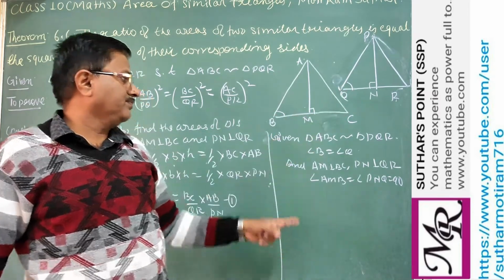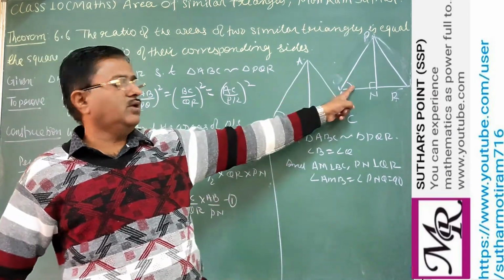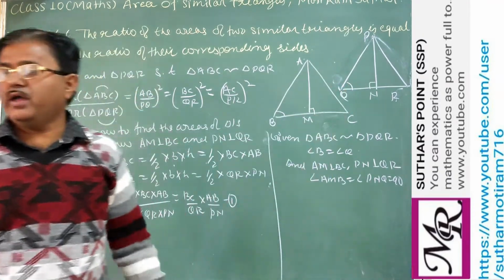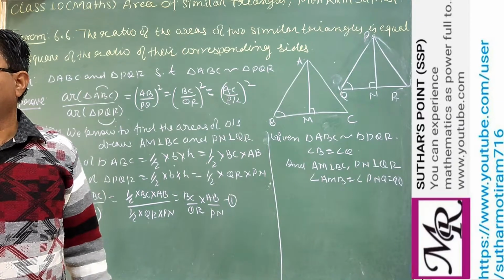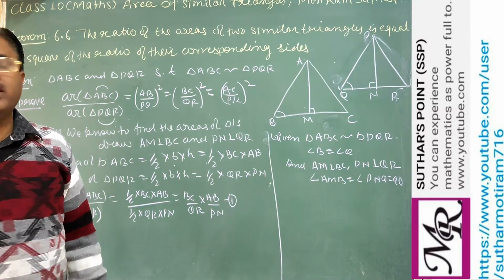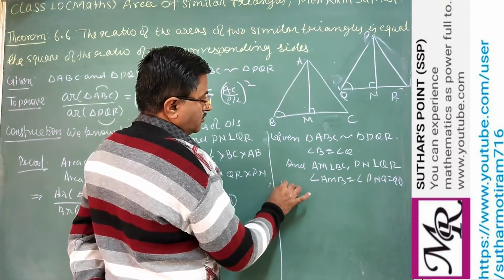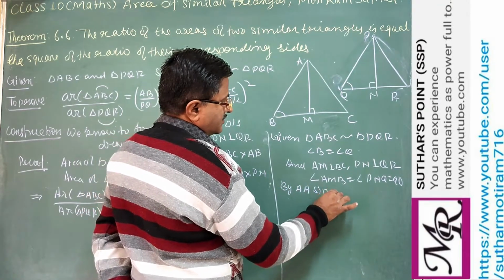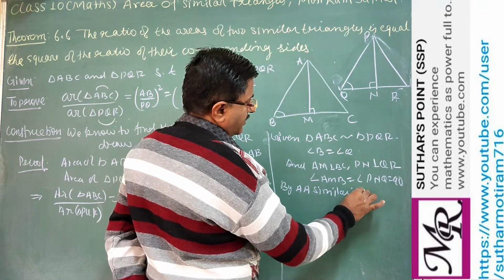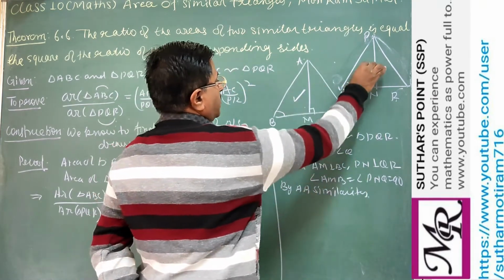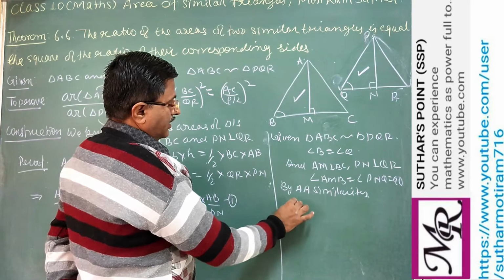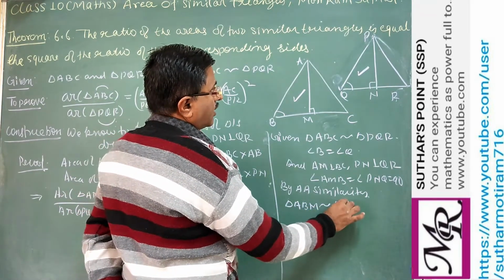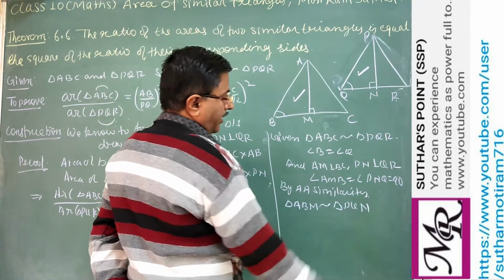So what we get? Angle B equals angle Q and angle M equals angle N. So by AA similarity, these small triangles are similar. By AA similarity, this first small triangle and the second: triangle ABM is similar to triangle PQN.